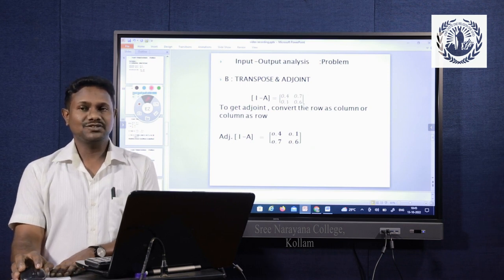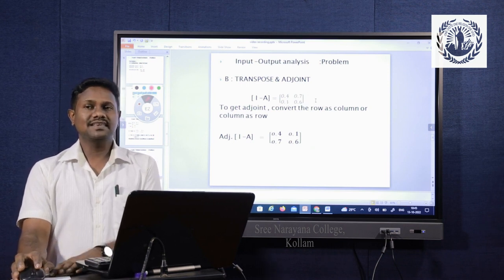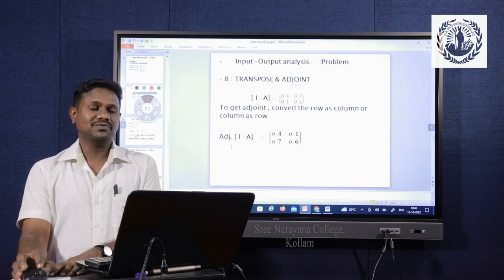How can we find the adjoint? Find the transpose of this given matrix. How can we find the transpose? Convert the row as column, or the column as row. Here the first row 0.4, 0.7 is converted to the first column 0.4, 0.7. The second row 0.1, 0.6 is converted to the second column 0.1, 0.6. So we get the adjoint value. This is the adjoint of our matrix.